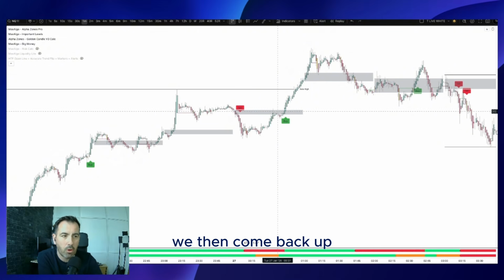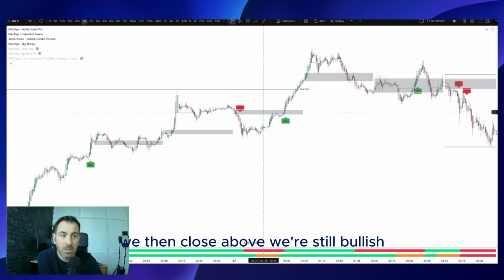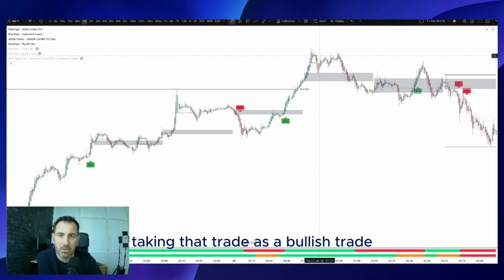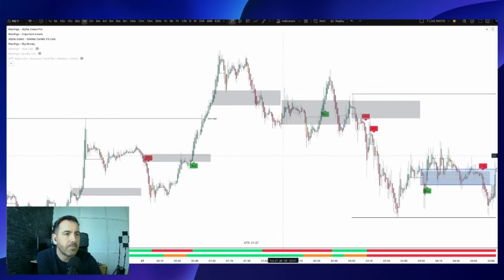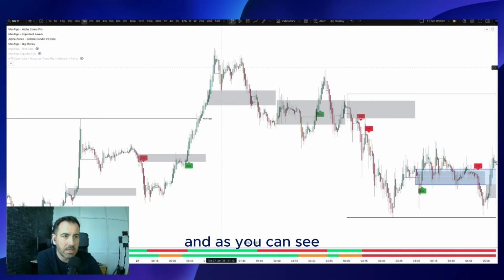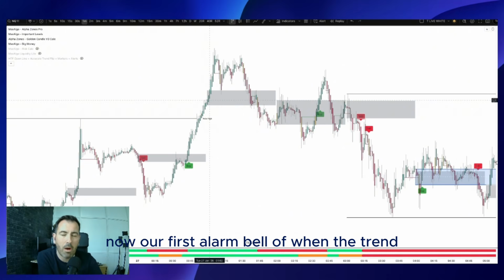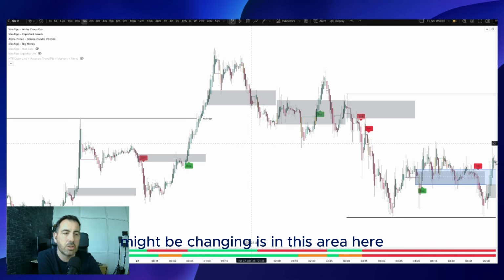We then come back up and we then close above. We're still bullish. I'm absolutely fine taking that trade as a bullish trade. And as you can see, multi-hour trade again goes on to win. Now, our first alarm bell of when the trend might be changing is in this area here.